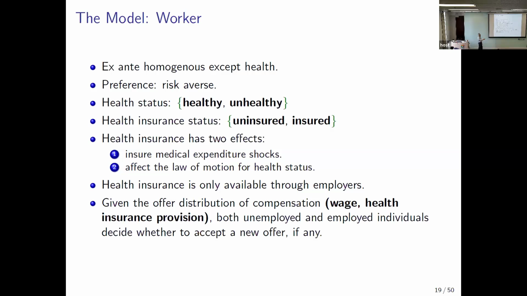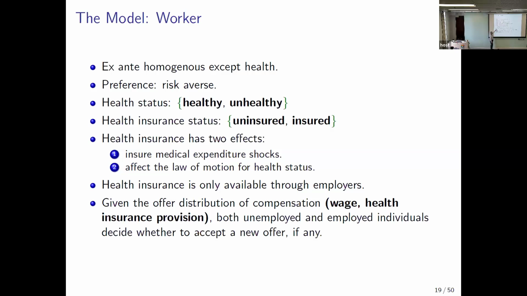Their health status could be healthy or unhealthy. The model could handle any finite health categories, but for the purpose of illustration, we just have healthy and unhealthy. The workers' health insurance could be uninsured or insured. Health insurance has two effects. It insures the workers on their medical expenditure charge. And the second, it affects the law of motion for health status. If you and I both have the same health status today, if you have health insurance and I don't, next period you are more likely to be healthy than I am. Because you have health insurance, you may be able to see the doctor more often and so on.